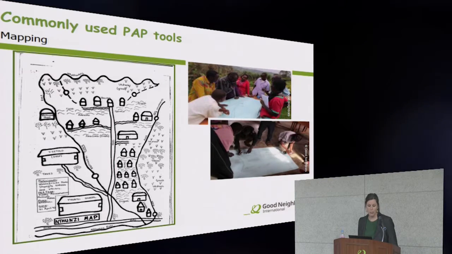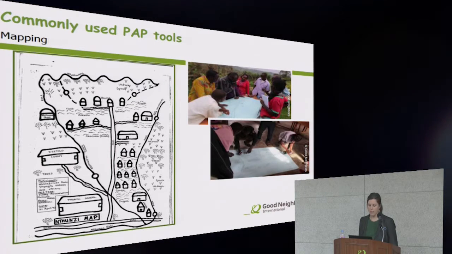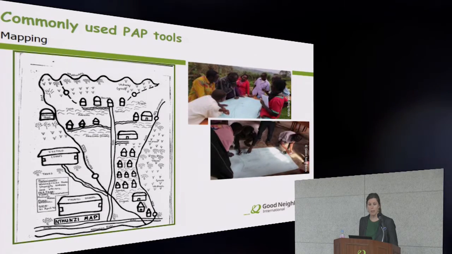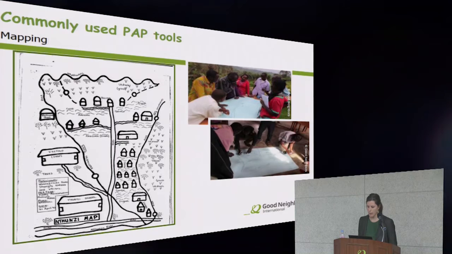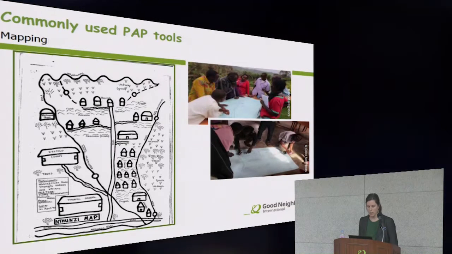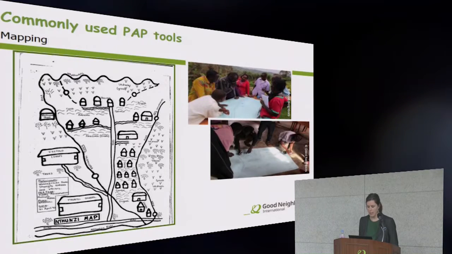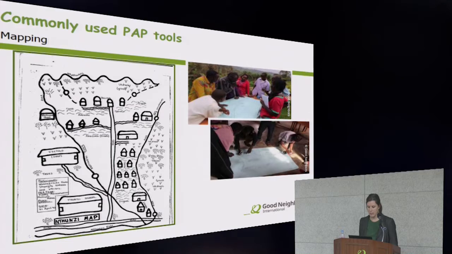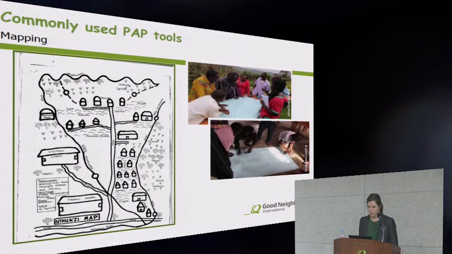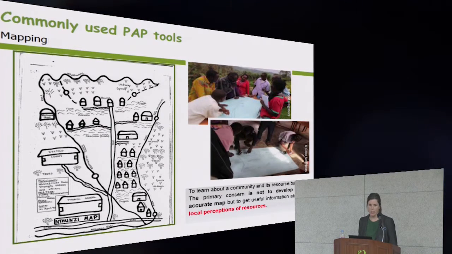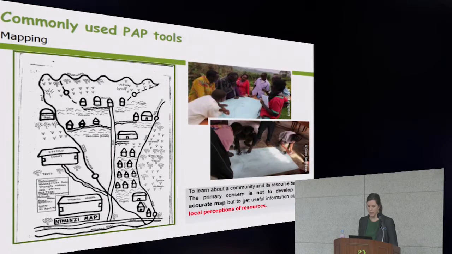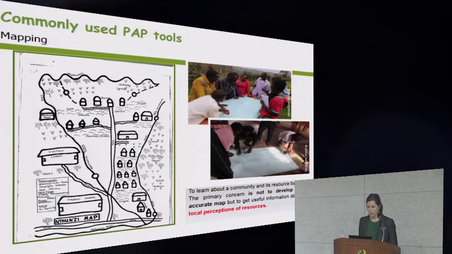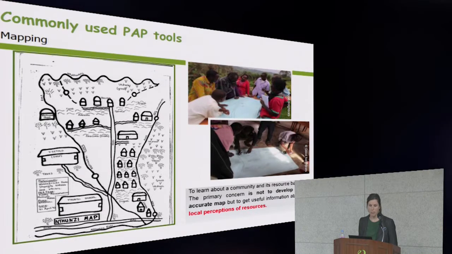So as I just mentioned, the full guidelines for each tool are available in some resources. But here are just a couple examples of common and very useful tools for the PAP. So here's one. It's community mapping. And this is an activity in which members of the community draw out a map of their community and the existing resources or assets. So the purpose of this is not to draw an accurate map, but to get an idea of local perceptions about the community and their resources. So you can cross-check this information by doing a walkthrough observation in the community as well.